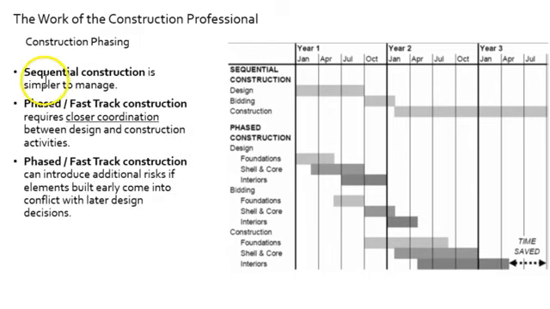So here we're looking at the same diagram. So some conclusions. Sequential construction is simpler to manage. Yes, obviously that is easier to manage than this. This requires closer coordination. Yes, we understand that between the design and the construction. And it could introduce additional risks if elements built early into the design are in conflict with later decisions. So it takes a sophisticated team.